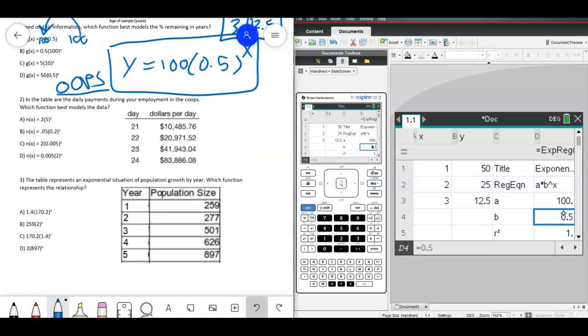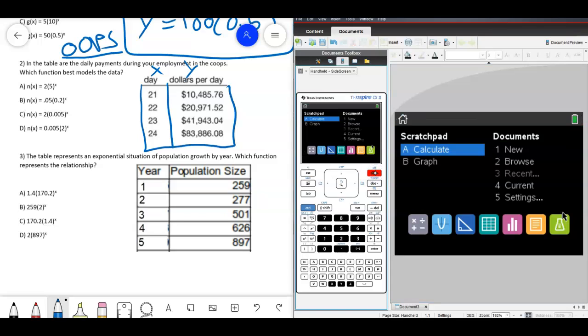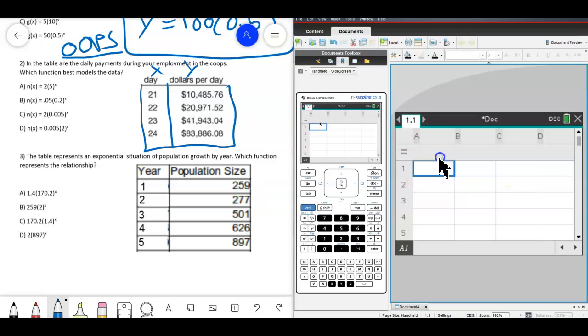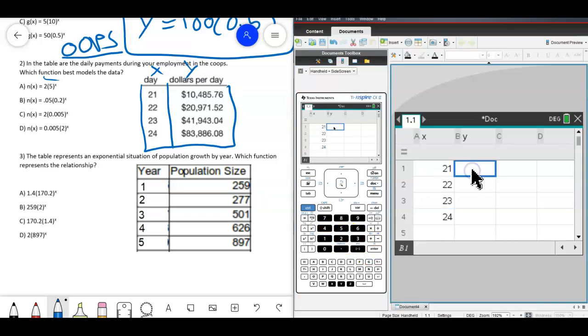Number 2. On number 2, once again, we have a table of payments. So if you think about this as X and Y, you can once again do a spreadsheet. So new document, don't save, spreadsheets, because we want a function that models it. Now we're putting in the days, 21, 22, 23, 24, and now we're putting in these long numbers. It's a lot of money.